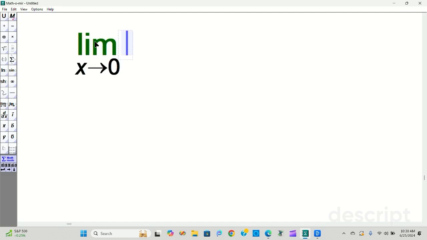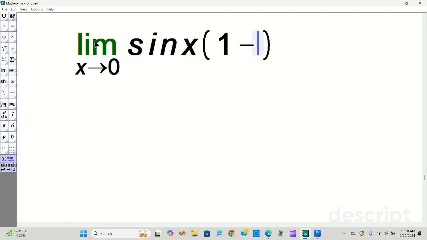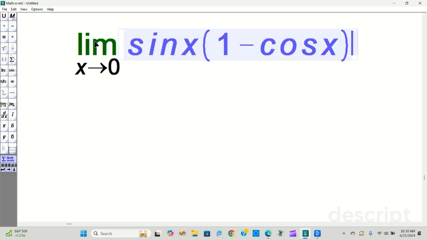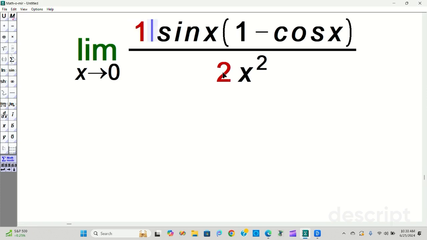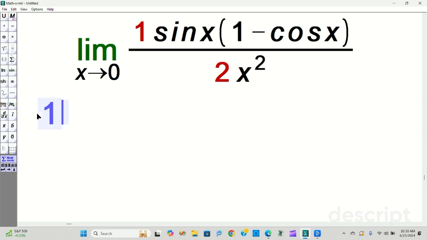This is the limit as x approaches 0 of sine x multiplying 1 minus cosine x, and this whole thing divided by 2x squared in the denominator. First, what we're going to do is recognize that this is a 2 here, and then we have to also remember that there's always an implied 1 in that position. So the 1/2 by limits can go outside the limits.